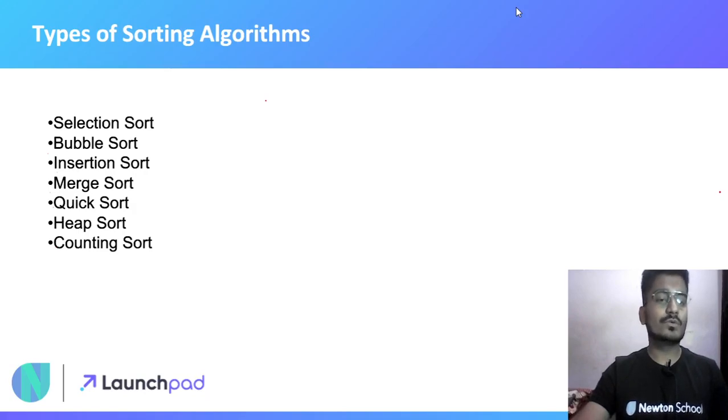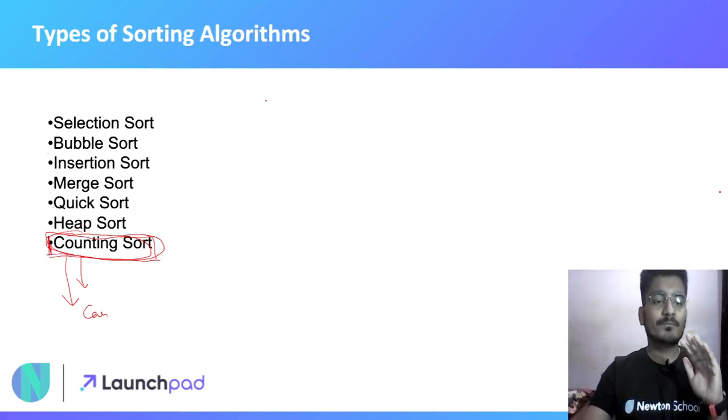Let me tell you that the best sorting algorithm we have to date is counting sort, but it cannot be used for all types of data. It can be used for only some particular type of data. That's why it is not suitable for every type of data, and that's why we cannot say that it is best among all.